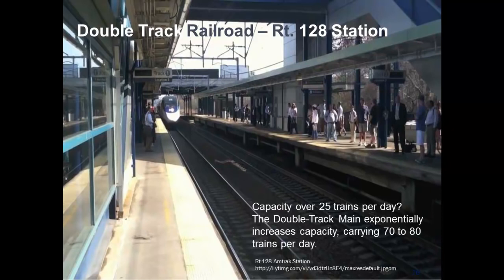Dick, when is double tracking really used? Well, typically a double track main line starts to be really warranted when you're running more than, say, 25 trains per day. A double track railroad exponentially increases the capacity of the line. Many double track routes handle 70 to 80 trains per day. The photo happens to show Route 128 station outside of Boston, Massachusetts. It's a 2-track railroad with platforms on both sides.